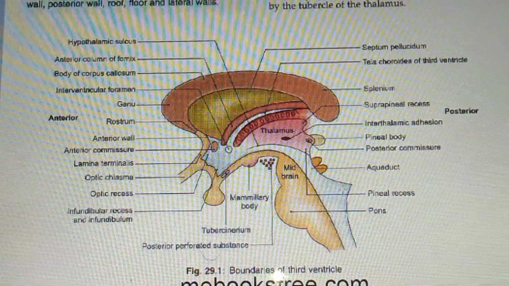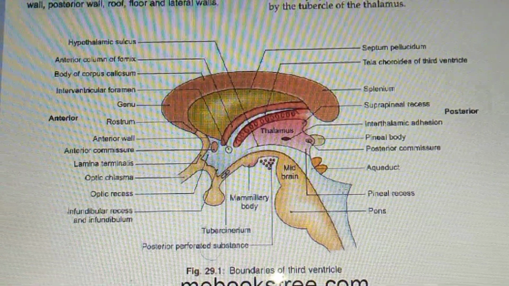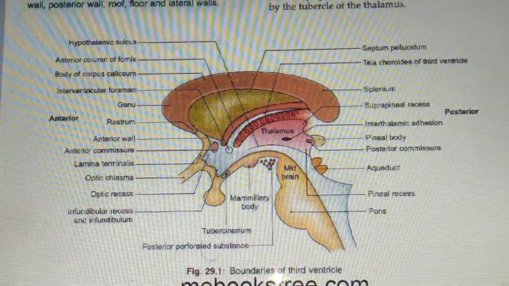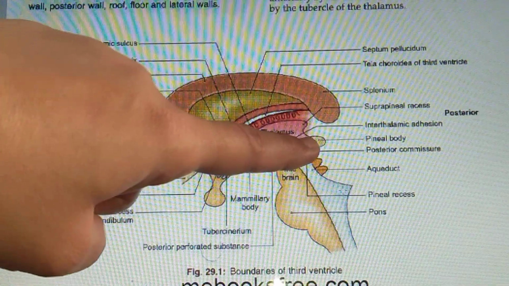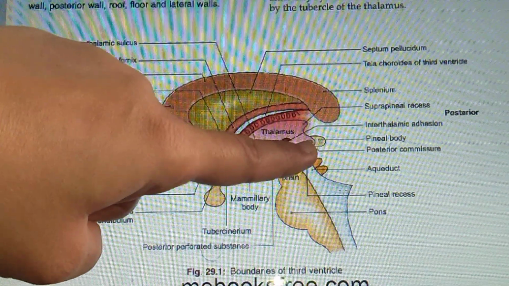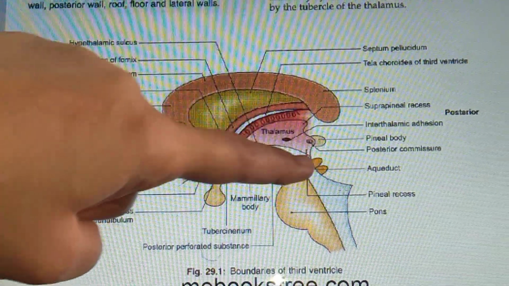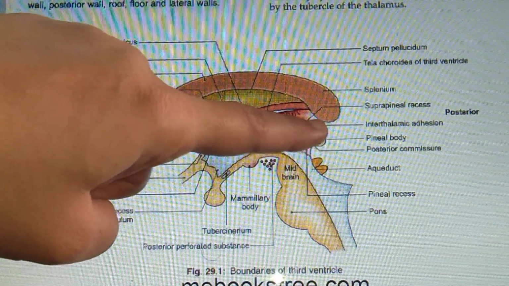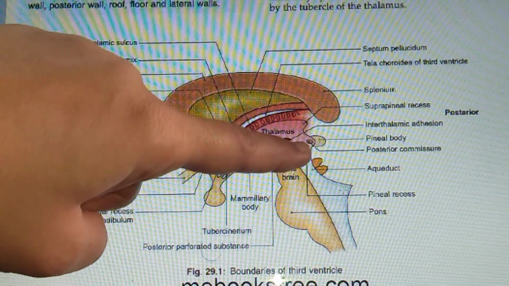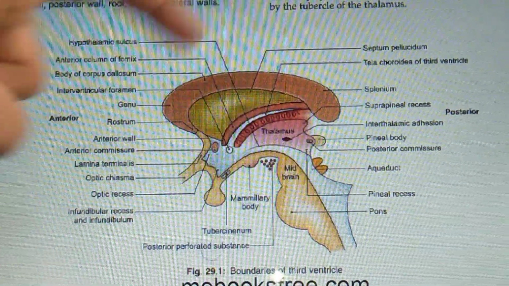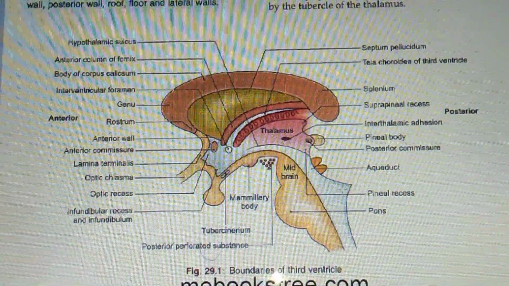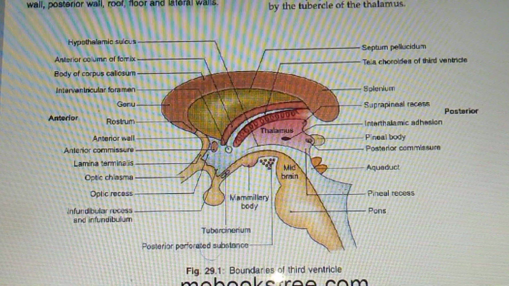Next is the posterior wall. The posterior wall is formed by the pineal body, right? Here you can see the pineal body shown. Then the posterior commissure and the cerebral aqueduct. This is the beginning of the cerebral aqueduct, right? So the pineal body, posterior commissure and cerebral aqueduct form the posterior wall of the third ventricle.